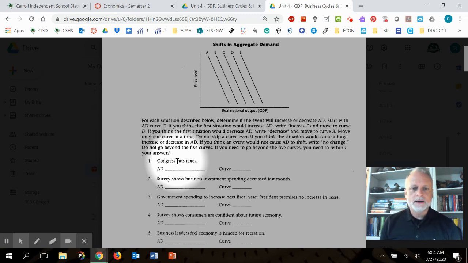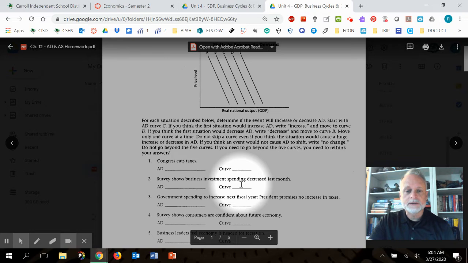For number two, okay, so what does that mean for the blanks? That means increase goes in the blank for AD, and that means we start on curve D, okay? So you hang on to that curve because that's where we start the next one. Survey shows business investment spending decreased last month. That would be the I in our model. If that's gonna go down, then we have to make AD decrease, and that means we're back on curve C, okay?